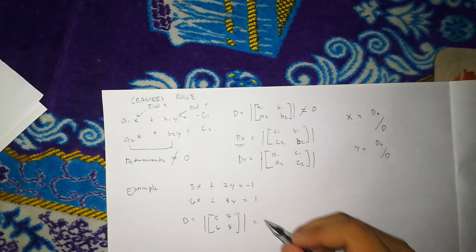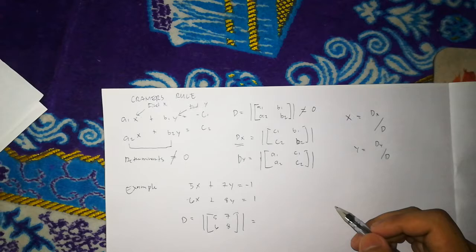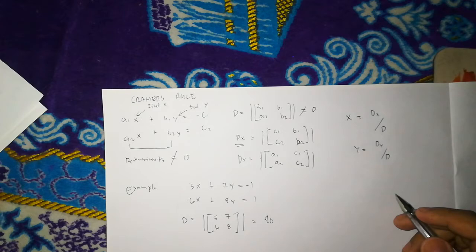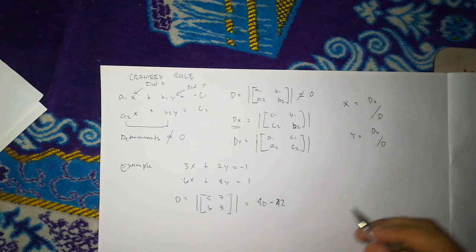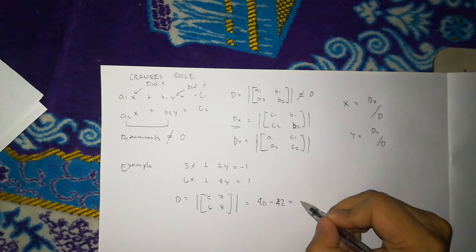So, ang gagawin natin is cross multiplication. 5 times 8 equals 40. And 7 times 6 is equal to 42. So, lagi pala siyang minus. Ayan. So, pag minusin natin, 40 minus 42 equals negative 2.